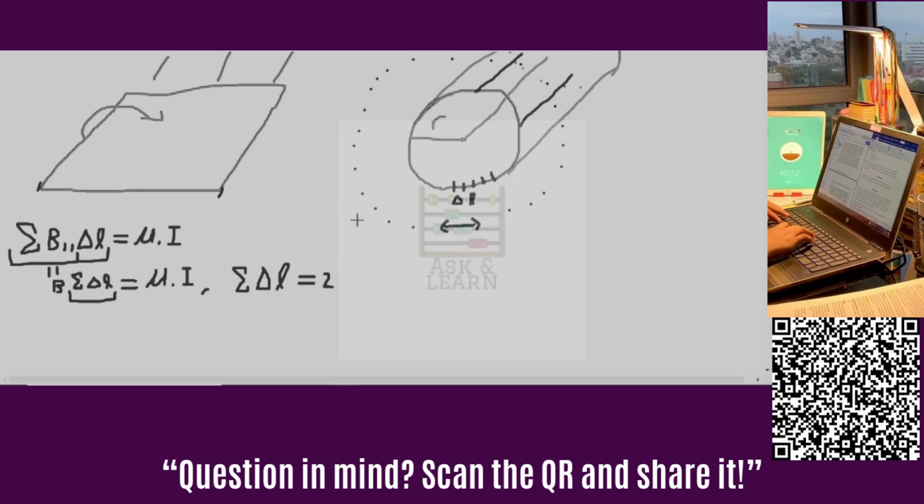2 pi times the radius. So now we can substitute that into this equation. That turns the equation into B, the magnetic field, times 2 pi times the radius.